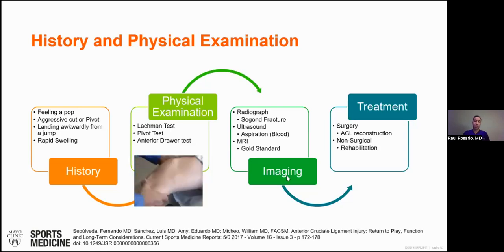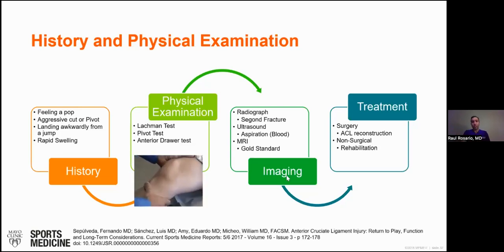X-rays can be done to make sure that there's no fracture, and there's also the Segond fracture, which is a finding that can be suggestive of ACL tears. Sometimes I aspirate the knee, and if there's blood, my suspicion of ACL is very high because the ACL is very vascular. It has a vessel inside, so if it breaks, it bleeds.